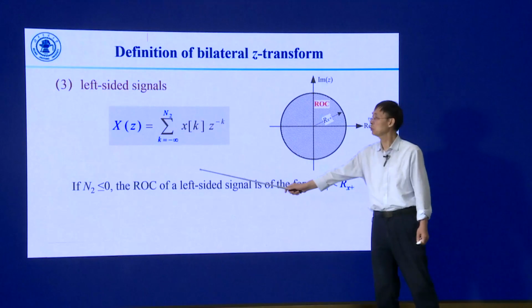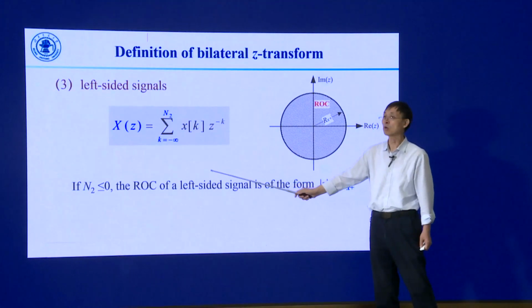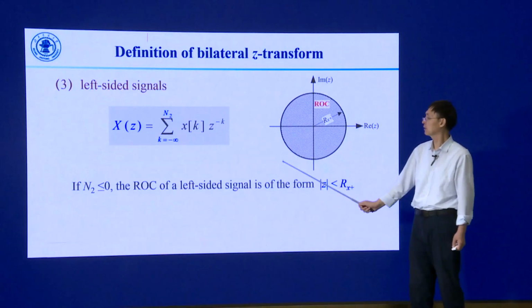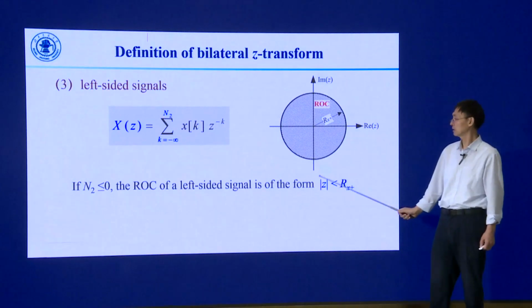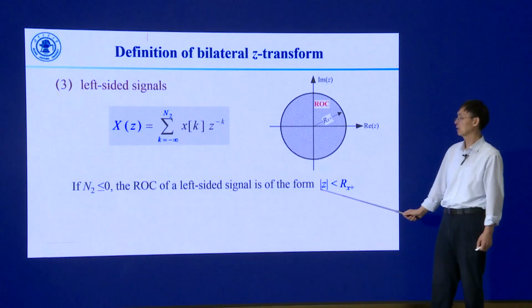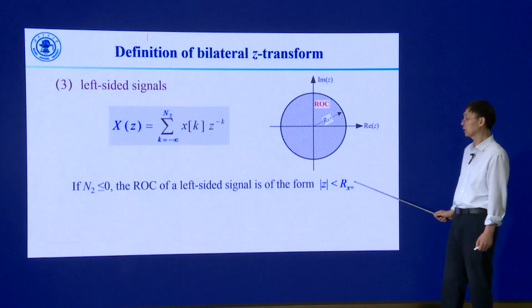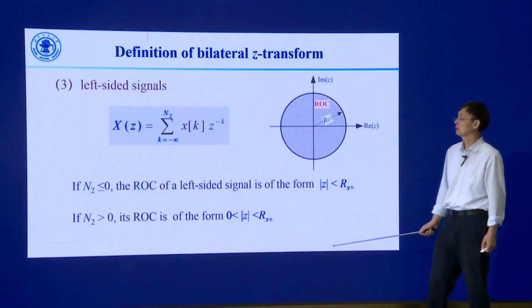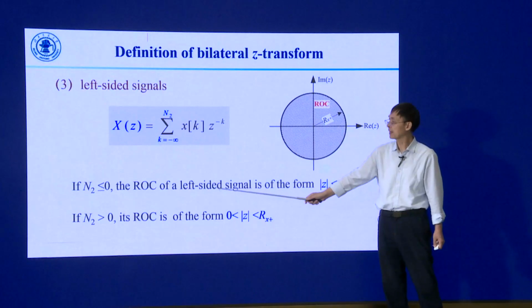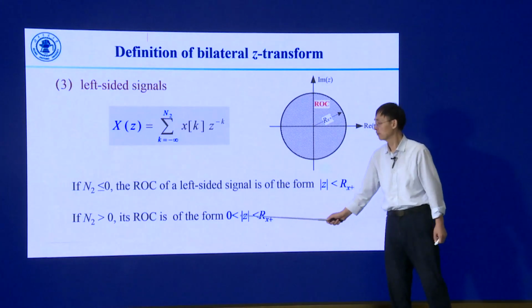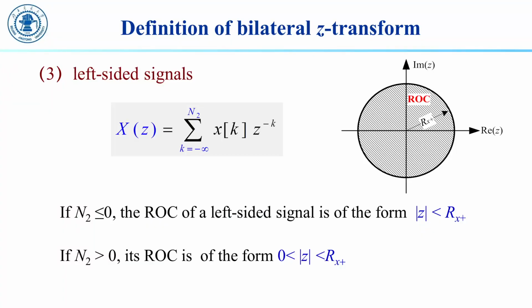If n2 is less than or equal to 0, the ROC of a left-sided signal is of this form: magnitude of Z less than one positive number. If n2 is greater than 0, its ROC is of this form. It means magnitude of Z doesn't equal 0.